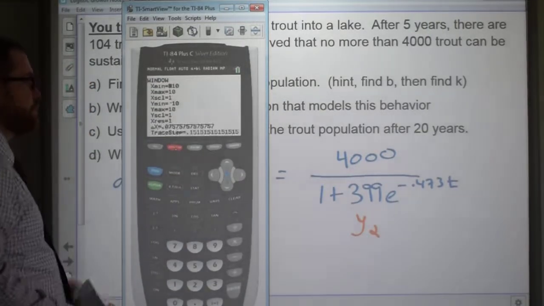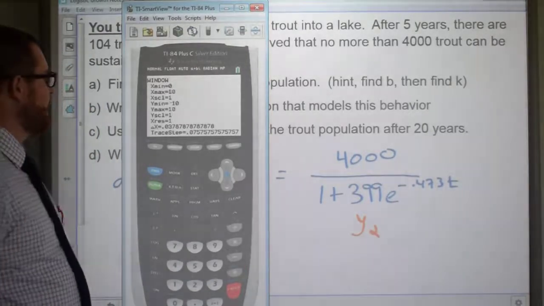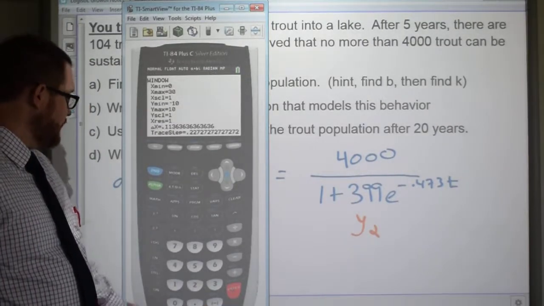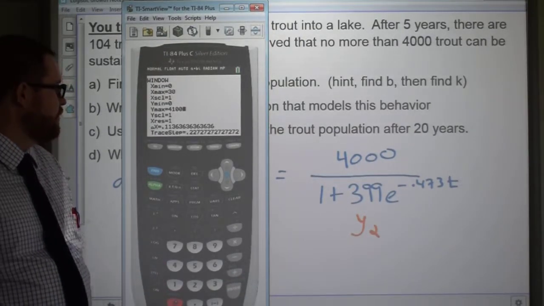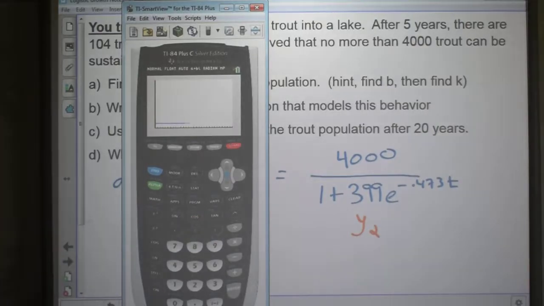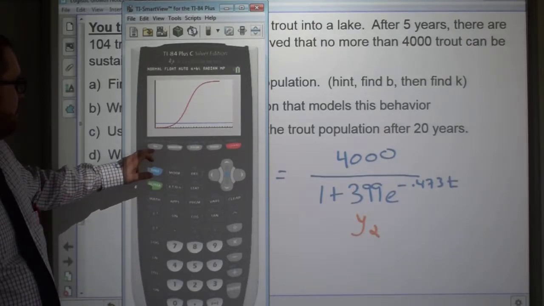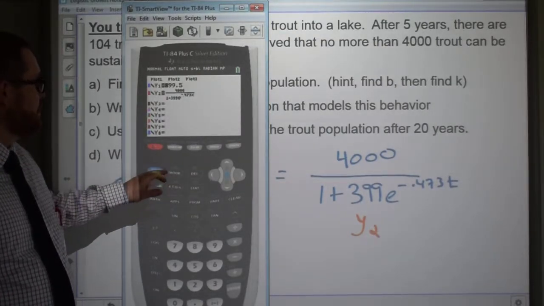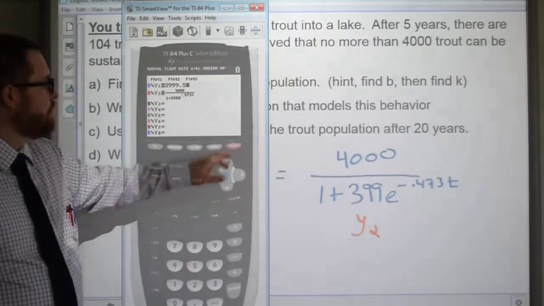So let's set up a window. We know time needs to start at 0. And let's take a guess. Let's try for 30 years. Population starts at 0. And we know it can't have more than 4,000, so let's go 4,100 just to make the graph fit. And let's take a look at the graph. Ooh, I think I made my y value too big. No, this is a great graph. You can see it. I didn't do 4,000, or 3,999.5. Sorry.